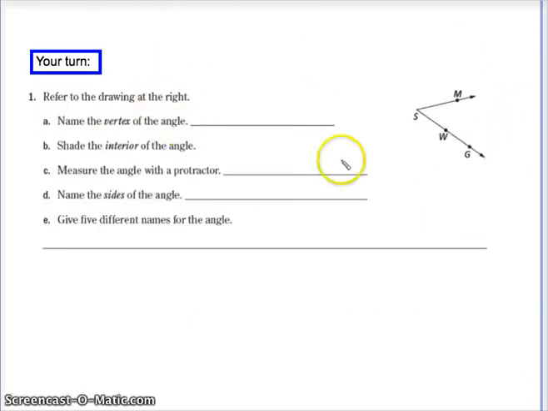All right. Now, why don't you try? How about answering some questions about the picture at the right? And don't worry about measuring this angle with the protractor. Just do parts A, B, D, and E. Go ahead and pause the video and then check your answers.